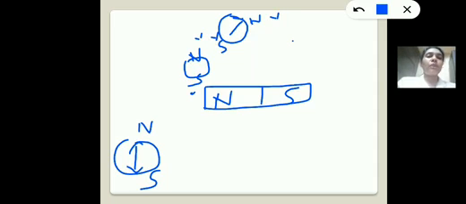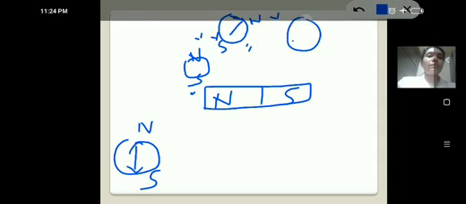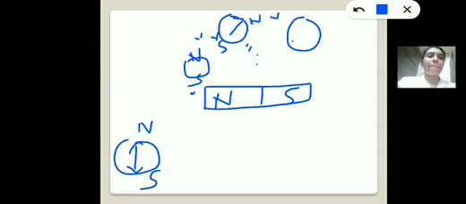Then again, remove the compass needle from this position and place it here. So again, the compass needle will point like this. And again remove this. Mark the points and remove the compass needle. Place the compass needle here. Again, the compass needle will align like this.